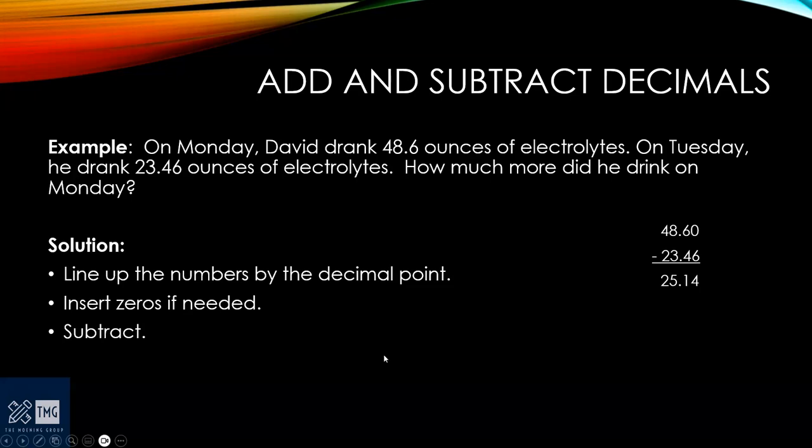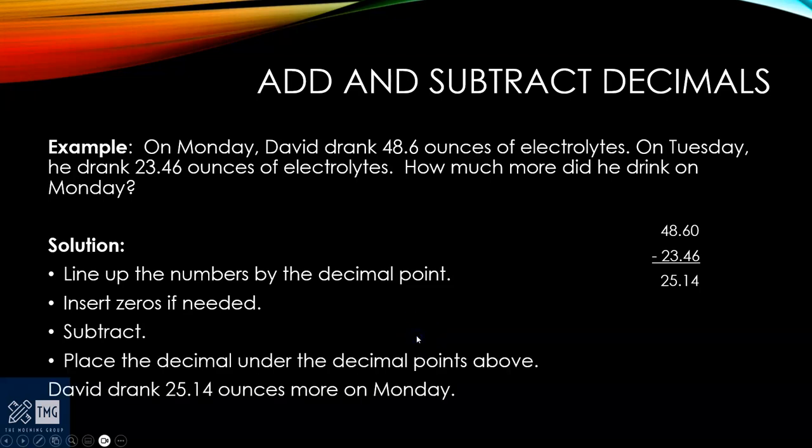So over on the right, you see the 48.6, we add a 0, minus 23.46. The decimal point is going to come straight down, and then it's just normal subtraction. So the difference between 48.6 and 23.46 is 25.14. Again, the decimal point just straight down. And therefore, David drank 25.14 ounces more on Monday of electrolytes than he did on Tuesday.